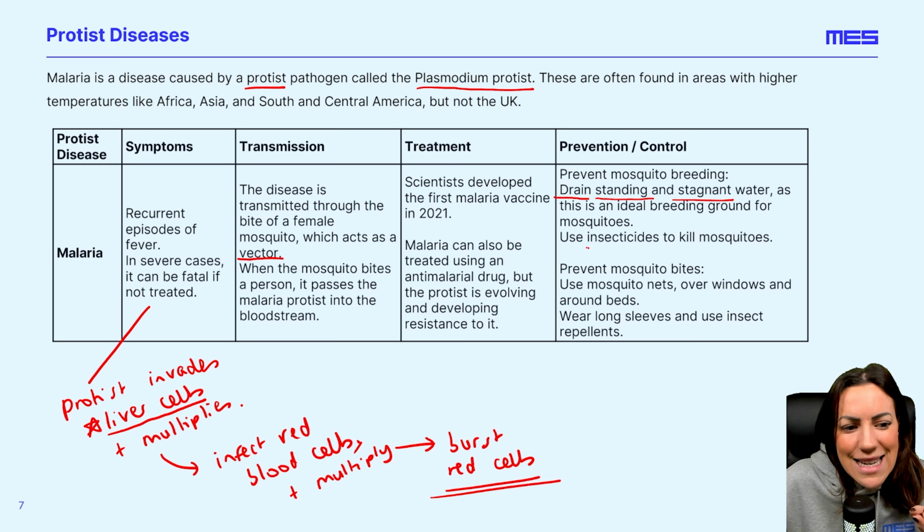You could also use insecticides. These are chemicals that kill insects. So insecticides to kill the mosquitoes.